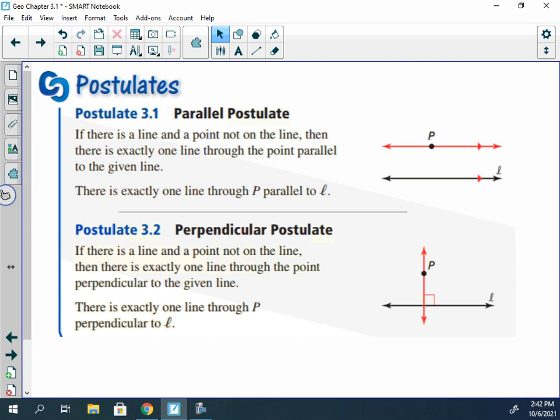So that means if I have a line and a point that two are parallel, any other line through that point will not be parallel. Or if I have two lines that are perpendicular, any other line through one of the points is not going to be perpendicular.